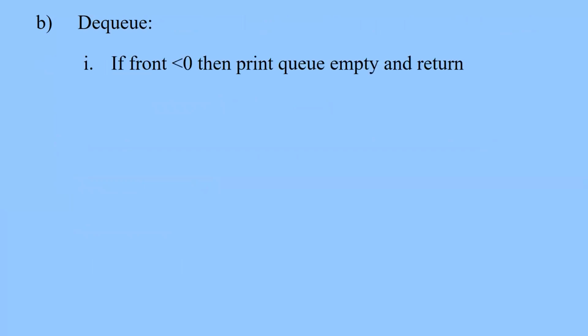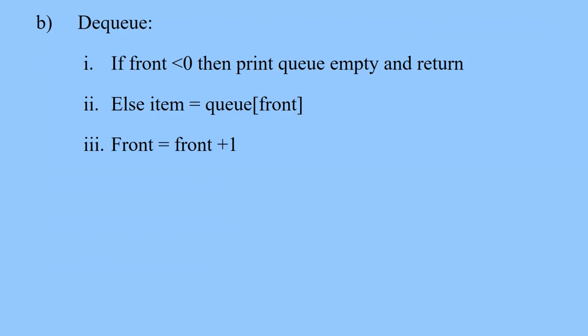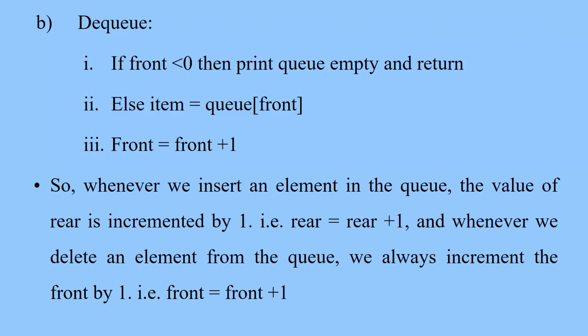What about to dequeue? If the front is less than 0, then print the queue empty and return, because it means there's nothing there. Otherwise, assign an item from the queue. So else item equals queue front. So increment the front by 1. So front equals front plus 1.